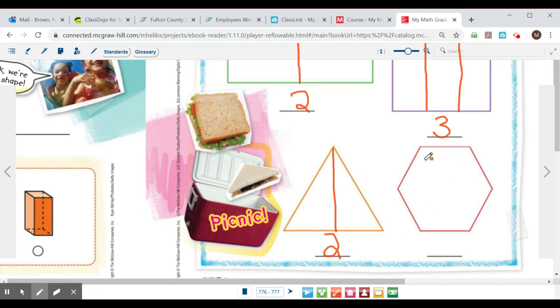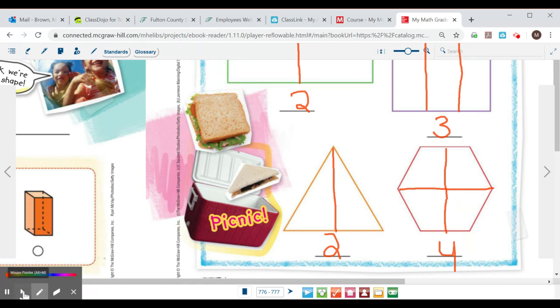Now I look at this figure. It has 1, 2, 3, 4, 5, 6 sides. 6 sides. What shape is this? Good. If you said hexagon, you are correct. So I want to split this into 4 equal pieces. So I can draw a line straight through the middle, from side to side and top to bottom, to give me 4 equal pieces.